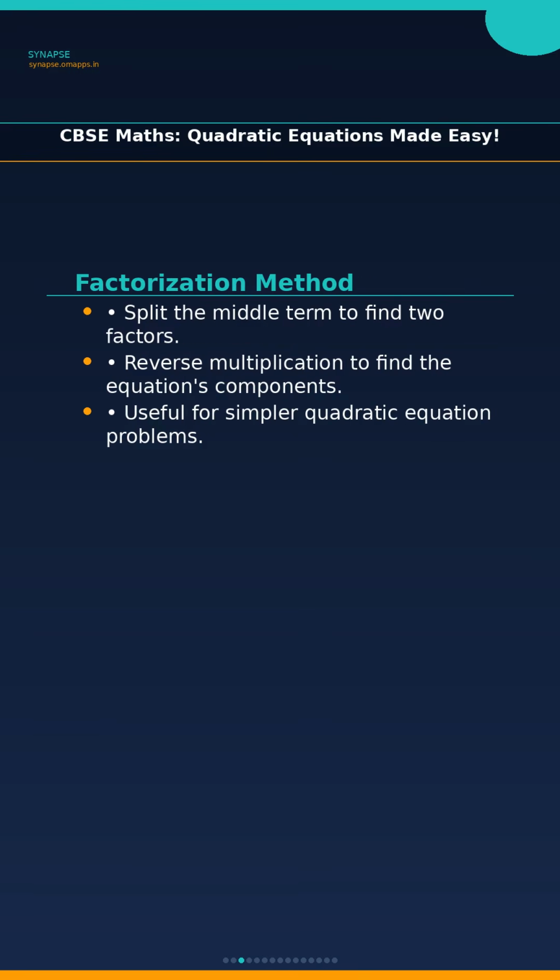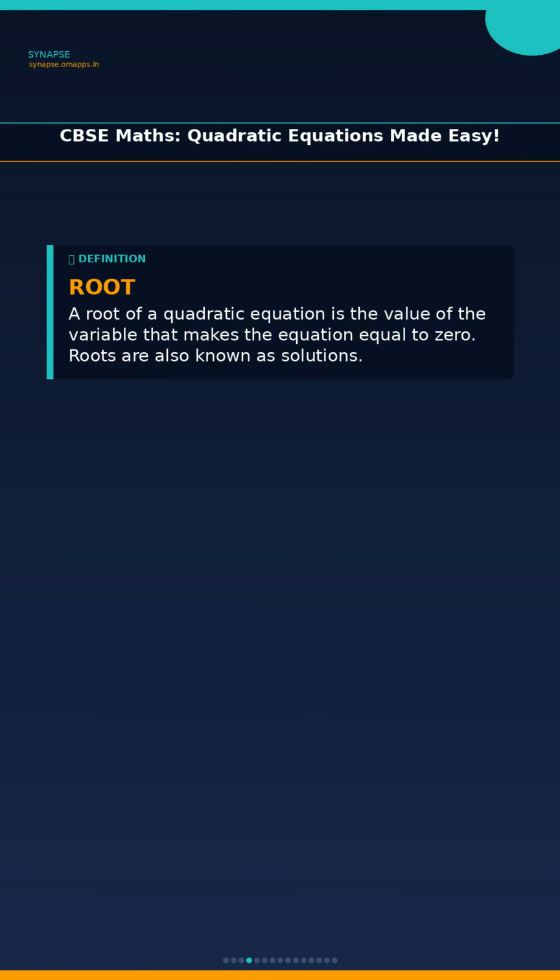The first method is factorization. Think of it like breaking a number down into its prime factors. We're doing the same thing, but with equations. It's like reverse multiplication. A root is simply the value of x that makes the whole equation equal 0. It's where the graph of the equation crosses the x-axis. These roots are also called solutions.